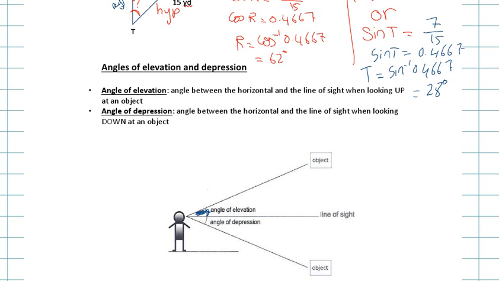So it's the same scenario. I'm looking down at the ground, right? There's a horizontal line coming from my eyes, and then a line from my eyes to the object. That makes the angle of depression. Are you guys okay with this? All right. Now, let's look at this example.